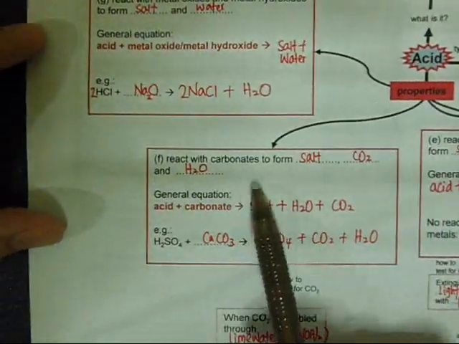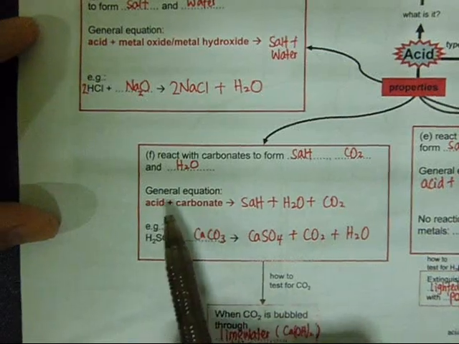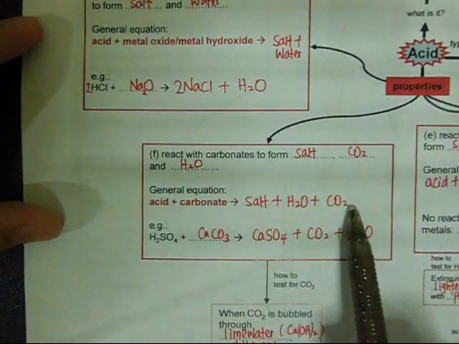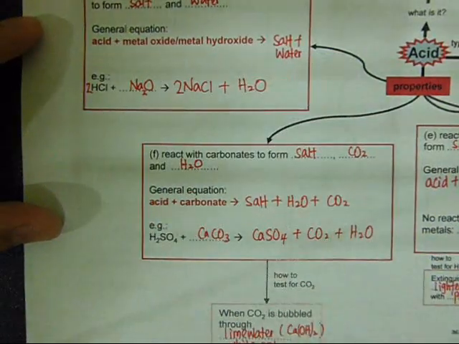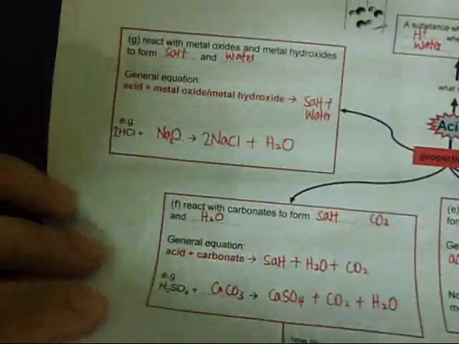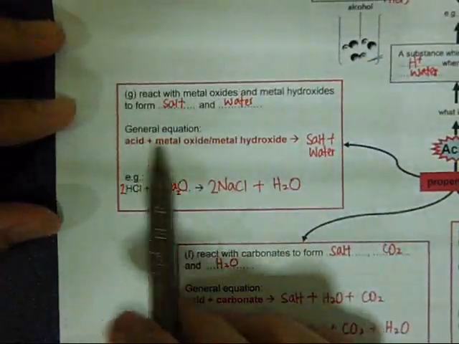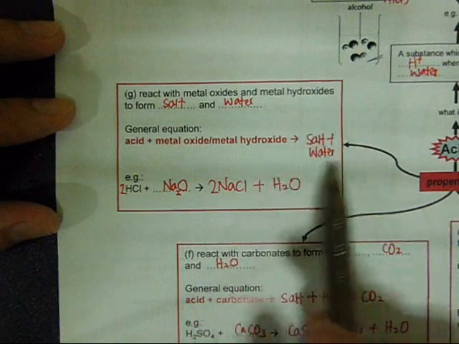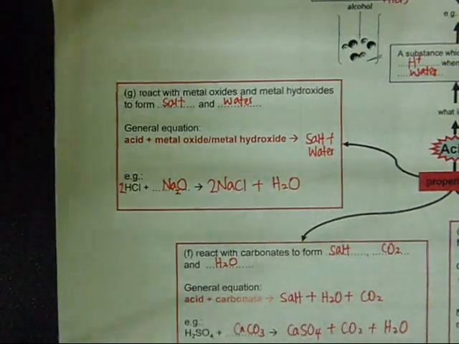The second reaction that involves acid would be the reaction between acid and carbonate. You get salt, water and carbon dioxide. How do you test for carbon dioxide? And then after that, you have acid plus metal oxide or metal hydroxide. Same thing, you get salt and water. So all these are the reactions that involve acid.